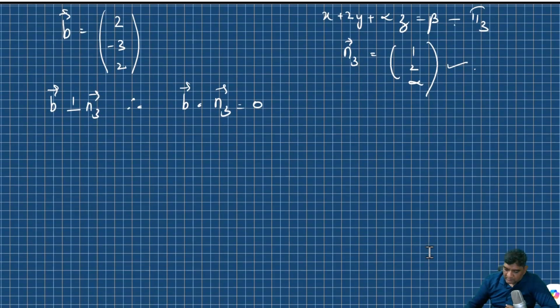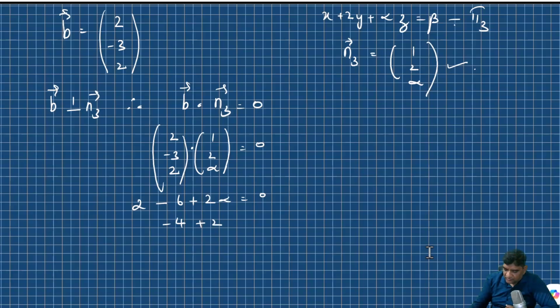And what's going to be the dot product? The dot product is (2, -3, 2) dot (1, 2, alpha), and that's going to be 0. 2 - 6 + 2 alpha = 0. -4 + 2 alpha = 0. 2 alpha = 4. Alpha is equal to 2. So now the equation is x + 2y + 2z = beta. I still need the value for beta.